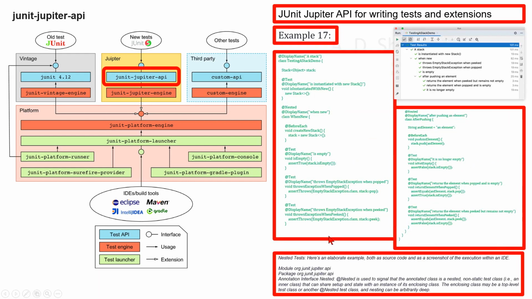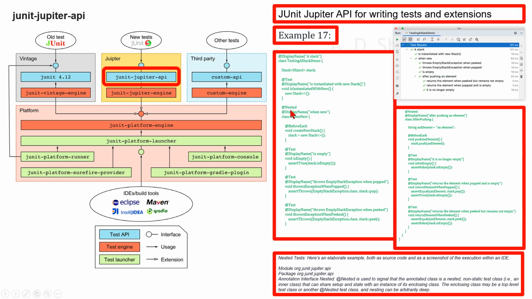Now we are considering nested tests. Here is an elaborate example, both as source code and as a screenshot of the execution within an IDE. The annotation interface @Nested, in package org.junit.jupiter.api in module org.junit.jupiter.api, is used to signal that the annotated class is a nested non-static test class, that is, an inner class that can share the setup and state with an instance of its enclosing class.